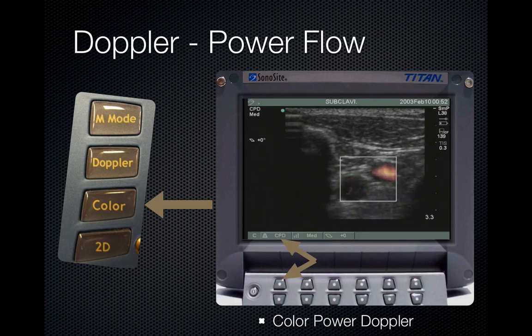This is very useful in low flow situations, for instance, very small capillaries in the skin surface, or in situations such as trying to detect whether there is flow in a testicular torsion. Again, color power Doppler cannot provide information on direction.